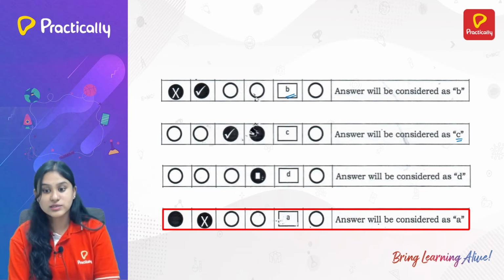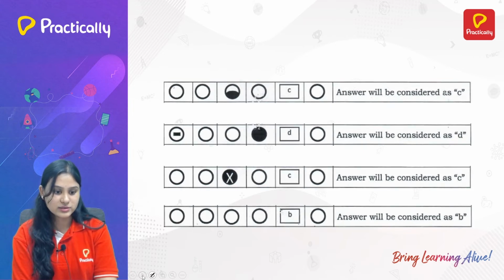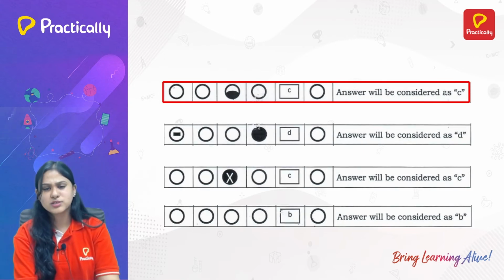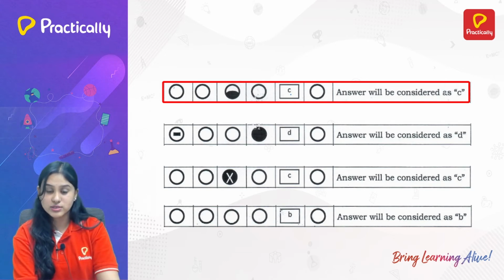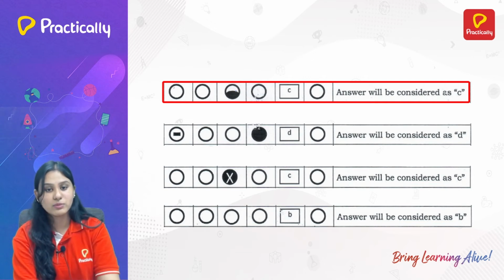You're lucky because the answer will be considered as A. Next, in the next case, you have just half bubbled option C. You might be in a hurry, but then when you're rechecking, you have put C option in the box. Now your answer will be considered as C even though you have bubbled it.